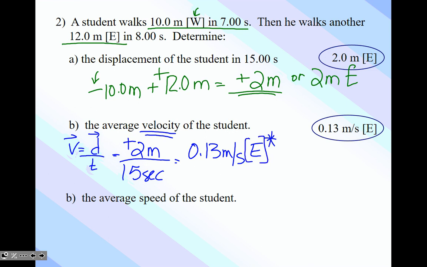And if you don't have that as an option, it's positive 0.13 meters per second, because this implies a positive direction.